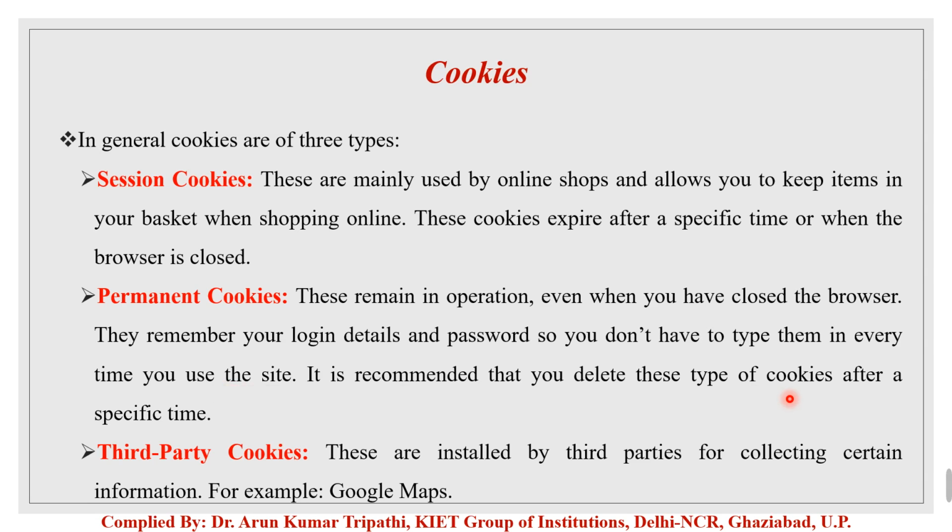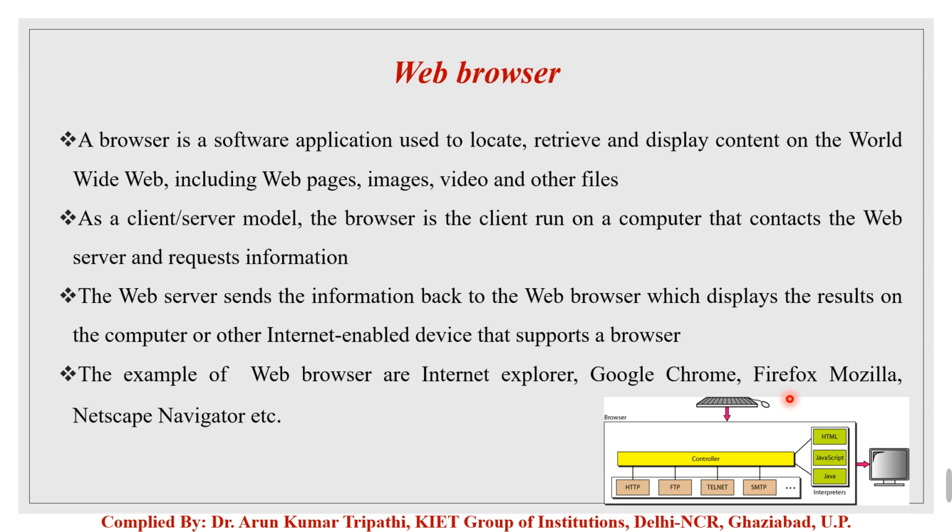These are installed by third parties for collecting information, such as Google Map. When you are using Google Map, it requests you to kindly allow access to your location. If you allow it, then it will permanently store it on your computer and access your location. So these are the third party cookies.